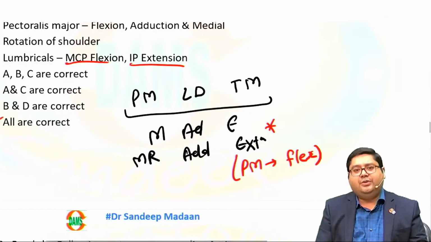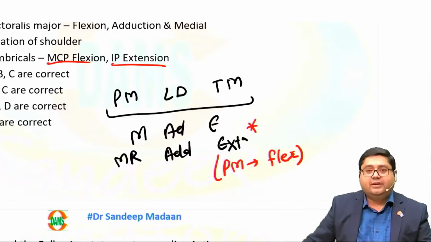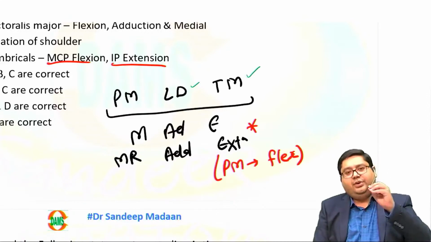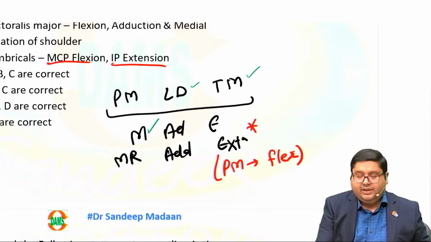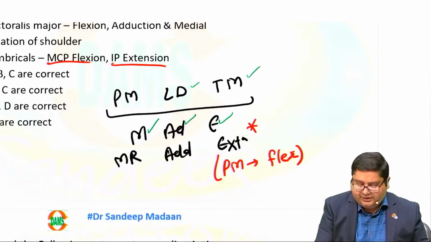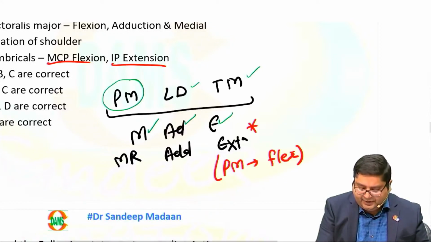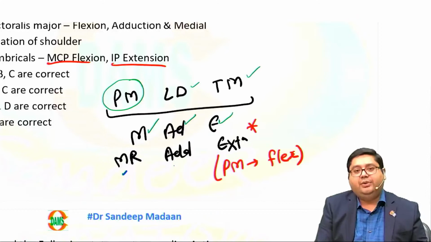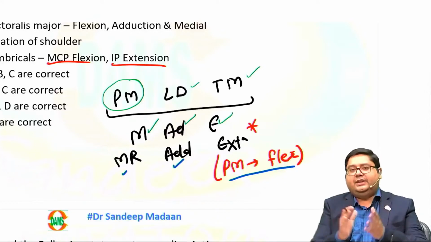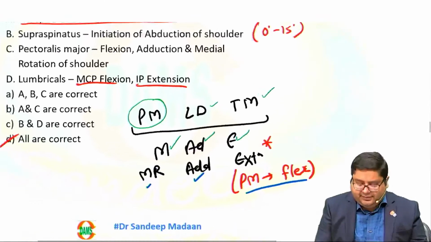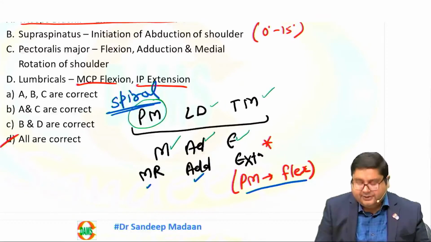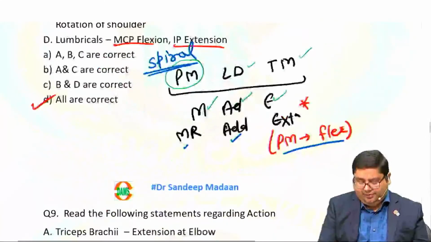Now how to use this mnemonic? If the question is asked on the latissimus dorsi and teres major, they will be doing all three components of MADE: medial rotation, adduction and extension. But if the question is asked on the pectoralis major, it will be doing medial rotation and adduction, but it will not be doing the extension, rather it will be doing the flexion. Could you understand this? And pectoralis major belongs to what? It belongs to the spiral group of muscles. Okay, I hope this is all fine.